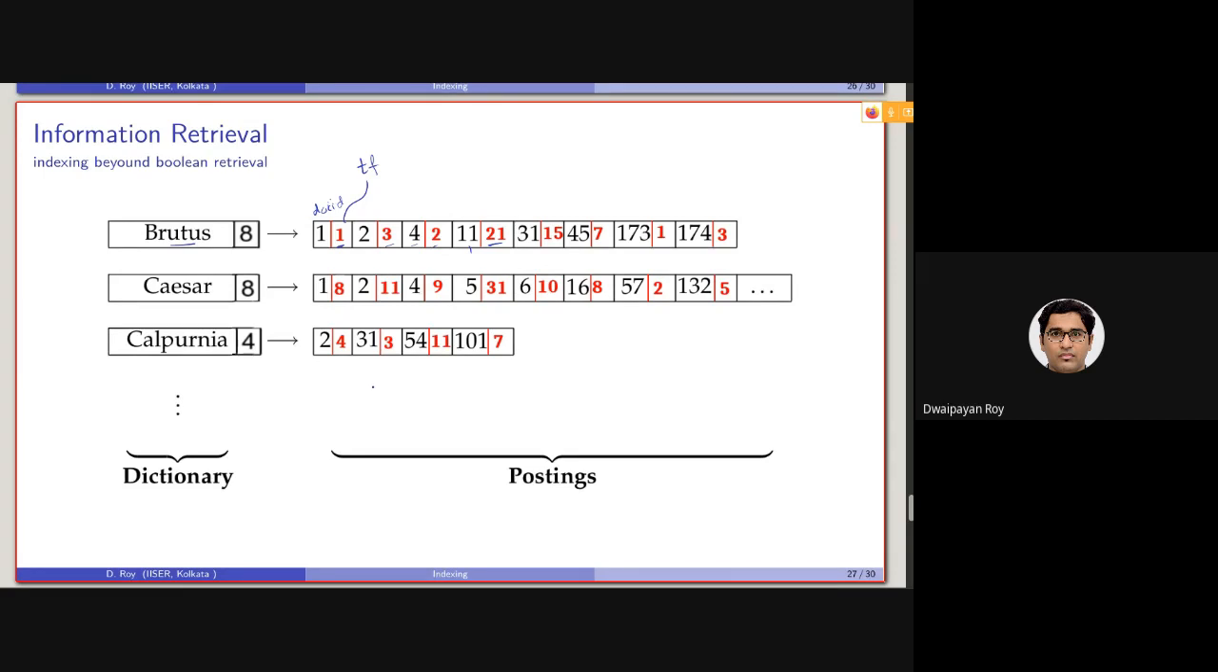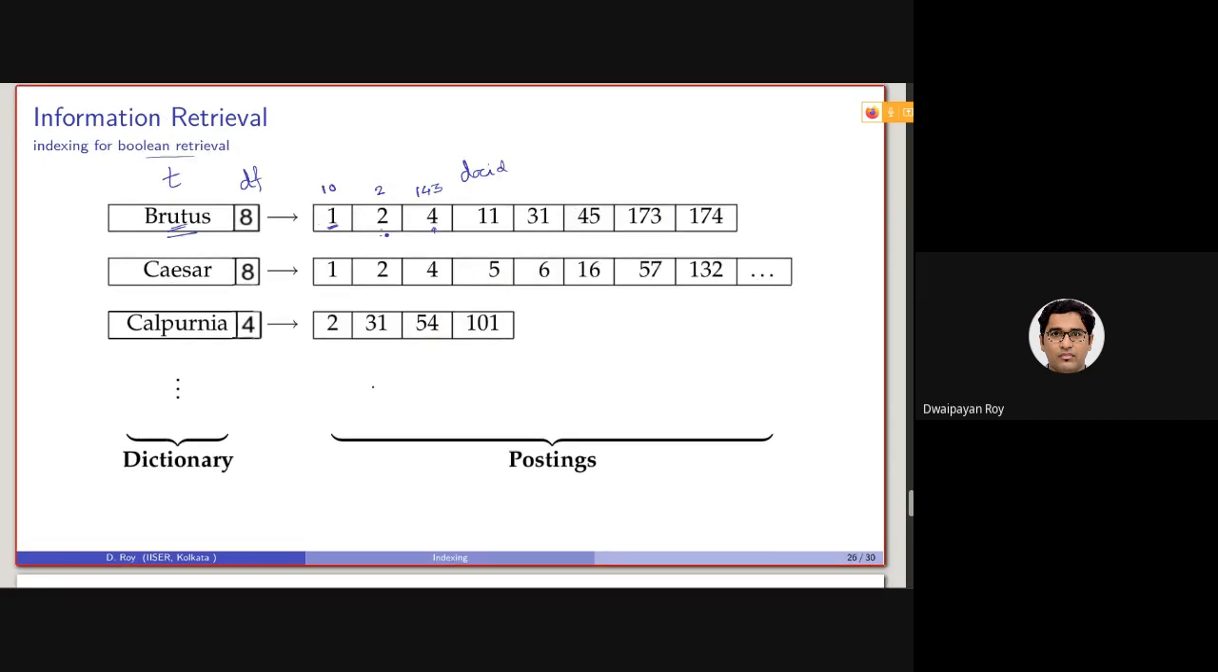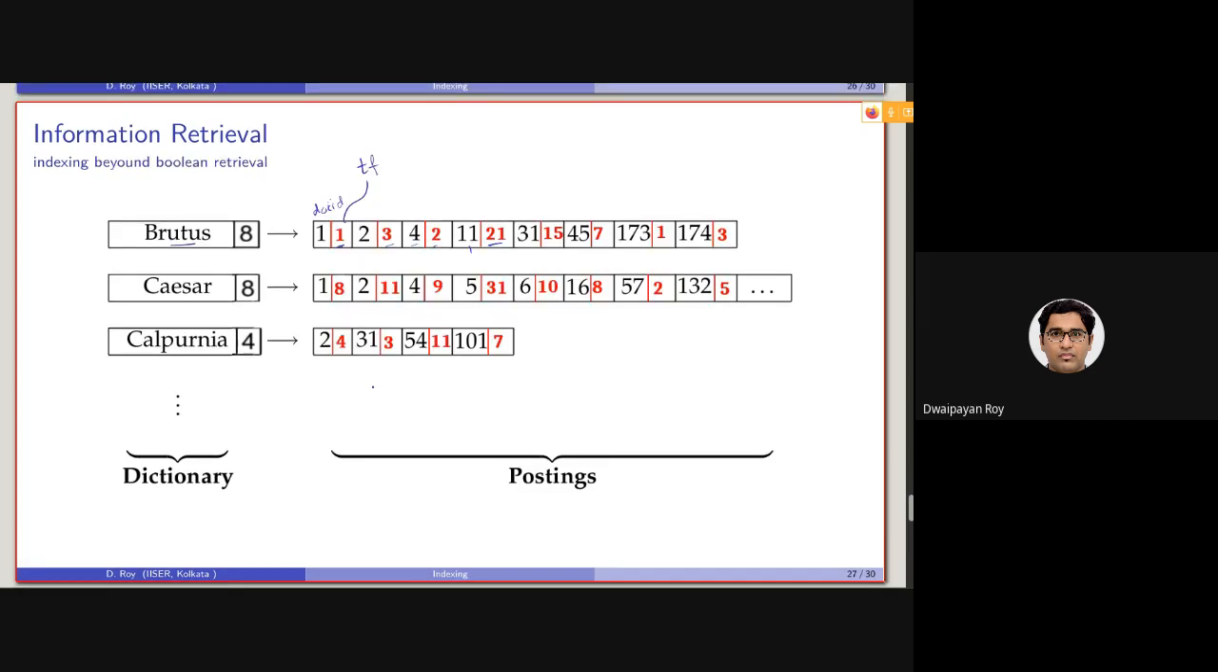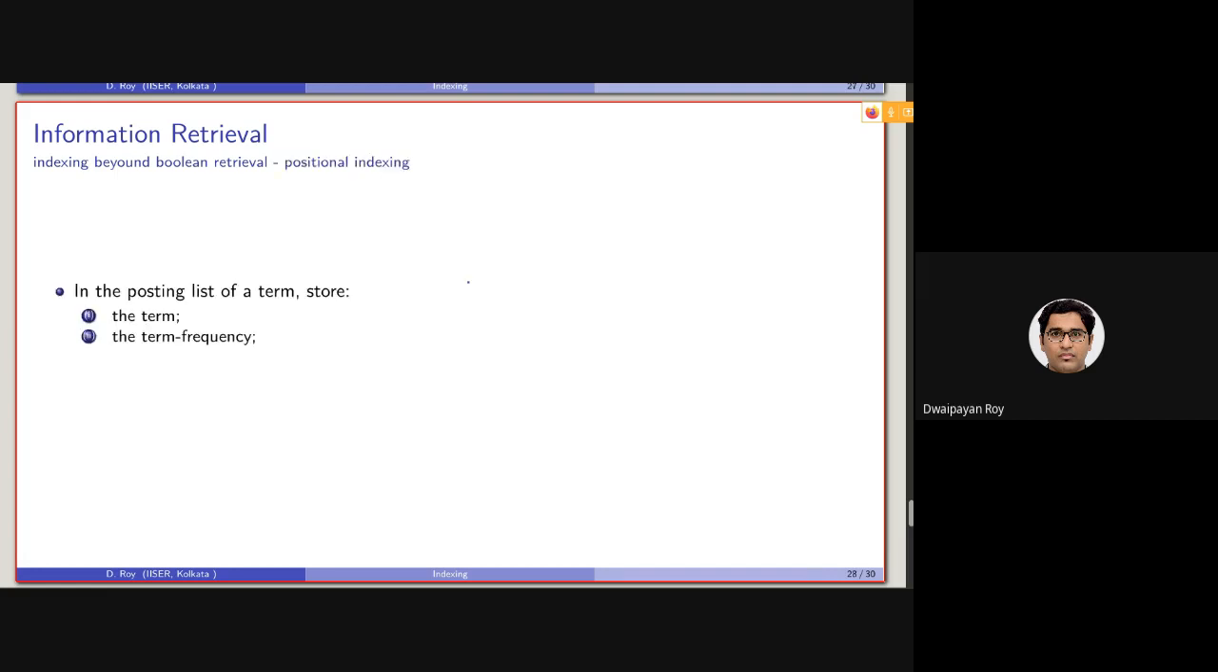Earlier we were storing only the doc IDs, so there was no way to distinguish whether a document is more relevant to a term or not. But if we store the term frequency, we get that extra information needed to move from Boolean retrieval to ranked retrieval. So in the posting list, what will we be storing?